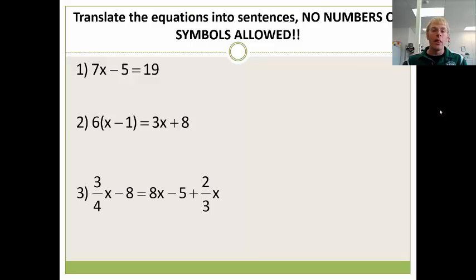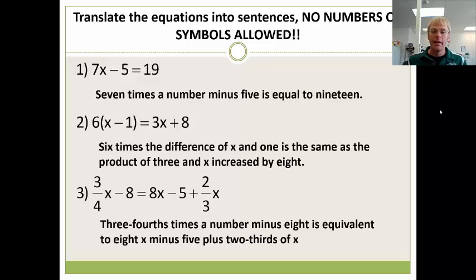And remember, this is the situation where there are lots of possible correct answers here. But you are not allowed to use any numbers, and you're not allowed to use any symbols. I'll let you use the letters for a variable, but if you're going to use a number or you're going to use a symbol, you got to write a word or a phrase for that. So pause the video and give each of these a shot now. Welcome back. Let's see how we did.